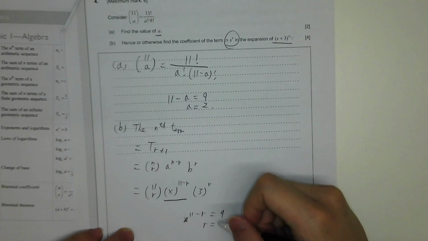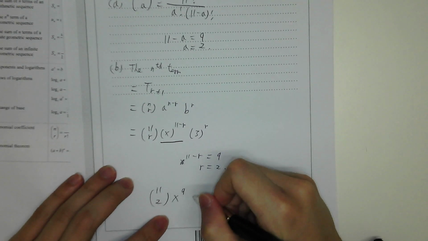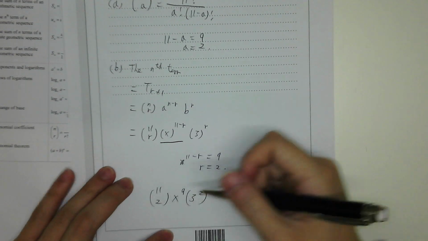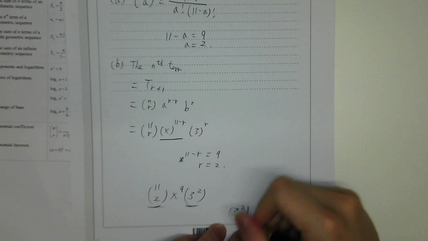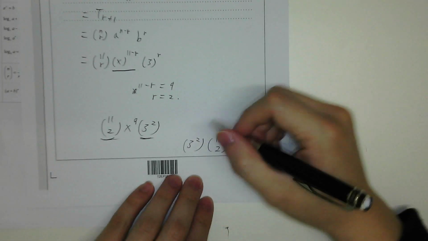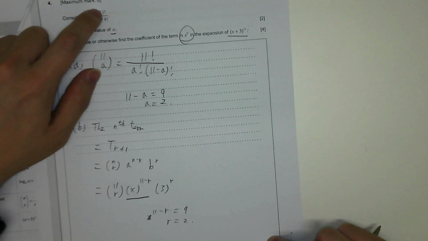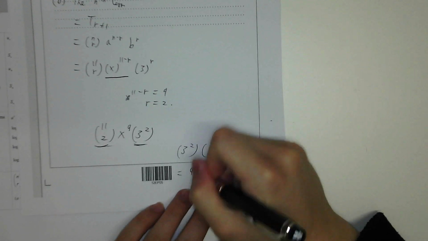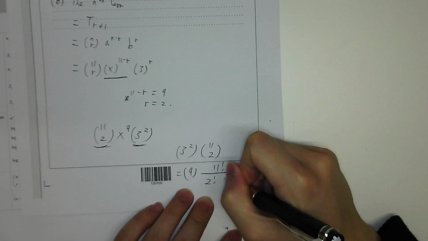Okay, so that means the coefficient will be C(11, 2) times x to the power 9, and then 3 to the power 2. Okay, so the coefficient will be these two. Okay, 3 squared times C(11, 2). So what's C(11, 2)? We can use the part A answer here. C(11, a) is 11 factorial over a factorial times 9 factorial. So 3 squared is 9. C(11, 2) will be 11 factorial over 2 factorial and 9 factorial.